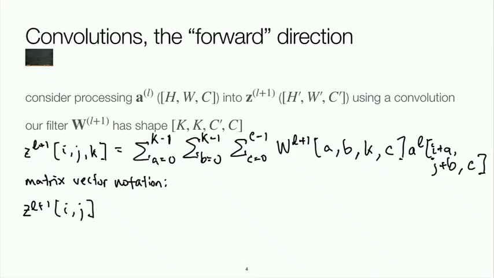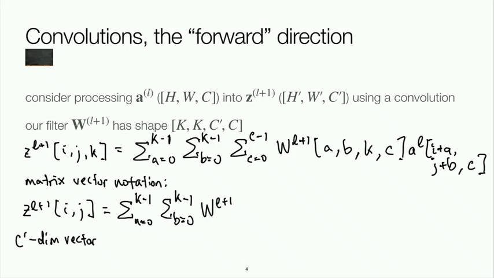And we can say that ZL plus 1, just ij now. What is this? This is a C prime dimensional vector. Okay? This is equal to just a double sum over A and over B, but I can leave out this last summation over channels because I'm just going to do basically a matrix-vector product between the corresponding part of my W with that corresponding part of my A.